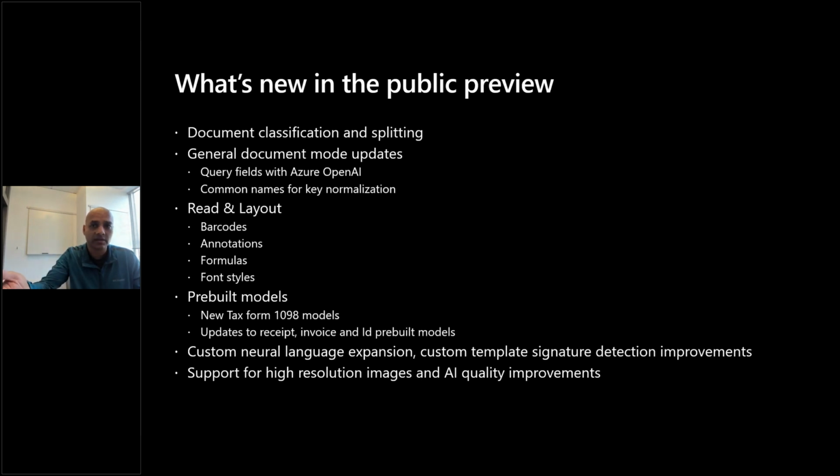There's language expansion across a number of different areas of the product, both pre-builts as well as custom. So custom neural models have now expanded to support German, Italian, Dutch, French, and Spanish. We've also added support for high-resolution documents across the Read and layout APIs. So those two APIs now support high-resolution documents for you to process your documents if they come in as high-resolution files. Typically engineering drawings and things like that are document types that require this capability.